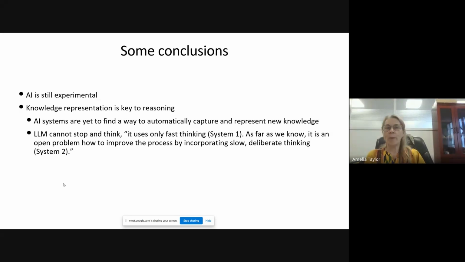LLMs cannot stop and think. They're just going to give you the text very fast. So again, does it really reason? This is where people say it uses only fast thinking, which is system one. And it's really an open question how we can improve these kinds of systems using deliberate thinking, which is system two.